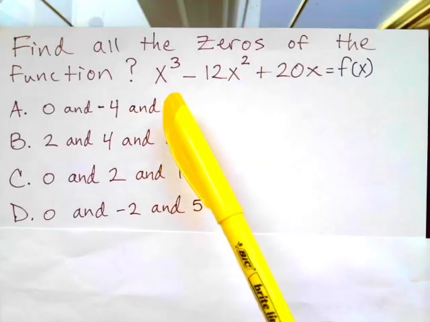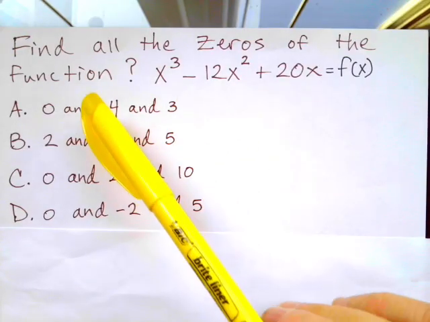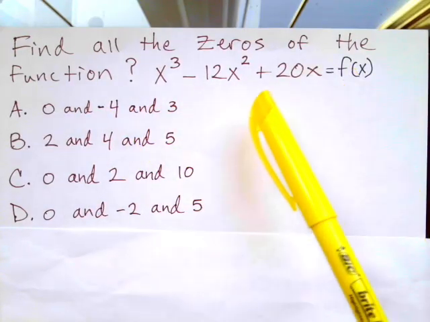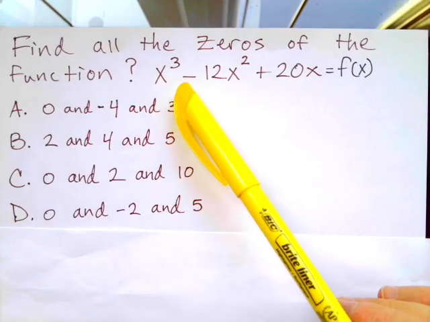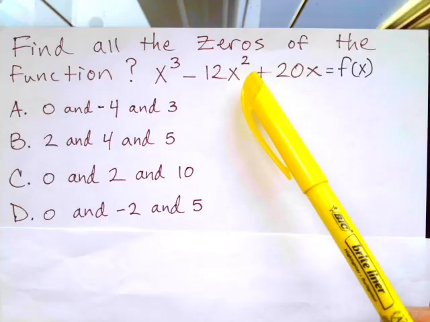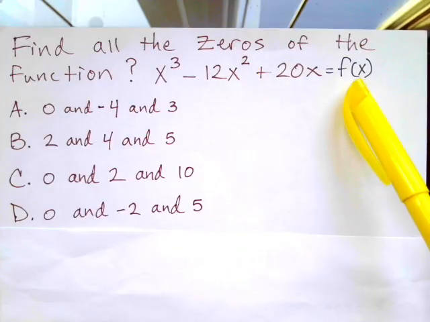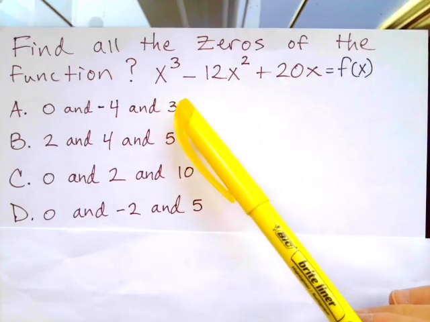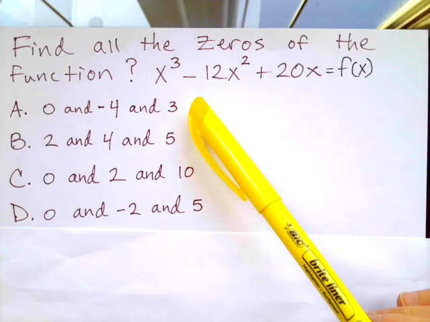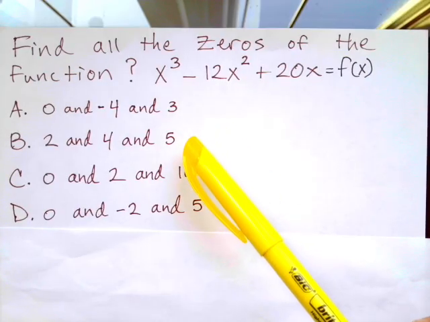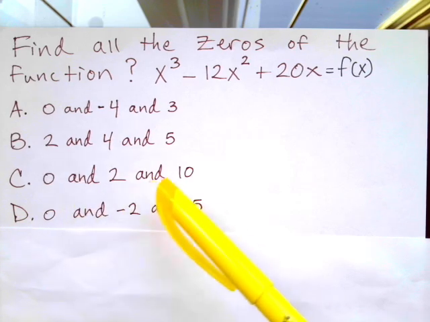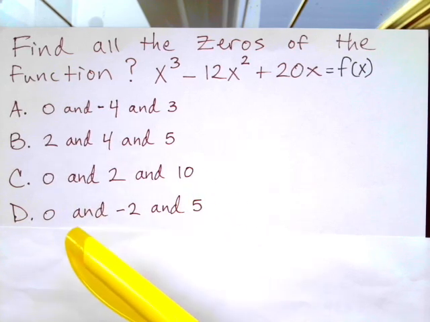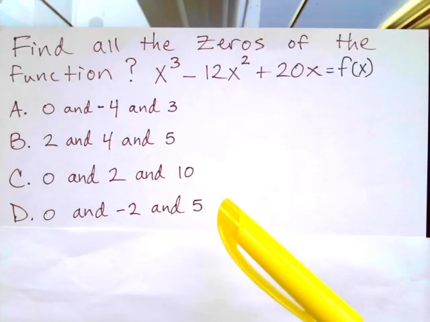This is question number 3 and how to answer this particular type of question. Find all the zeros of the function f of x equals x cubed minus 12x squared plus 20x. Option A, 0, -4 and 3. Option B, 2 and 4 and 5. Option C, 0 and 2 and 10. And option D, 0 and -2 and 5.